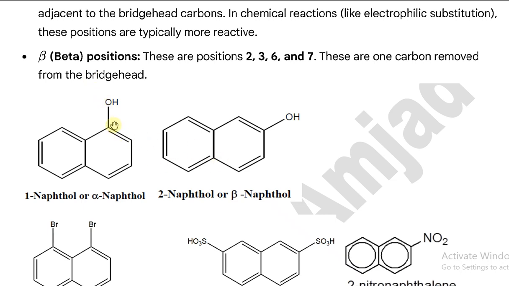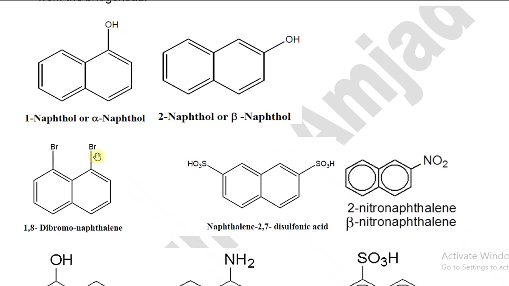Another example here: look at this naphthalene substituted with a hydroxyl group. We say 1-naphthol or alpha-naphthol. Both of them are right. This is position number 1, also referred to as alpha-naphthol. Then 2-naphthol or beta-naphthol. Look here: 1, 8. That means 1,8-dibromonaphthalene. Naphthalene compound.